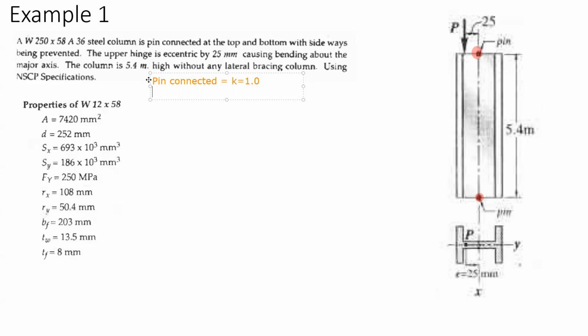Okay. So, from there, let us solve for KL over R in the X and Y direction, and let us solve for the critical load. Let's check for the flange, check for the slenderness, solve for FCR, solve for PN, MN, and check for compaction, then solve for lateral torsional buckling. And so first, let us check for the flange.